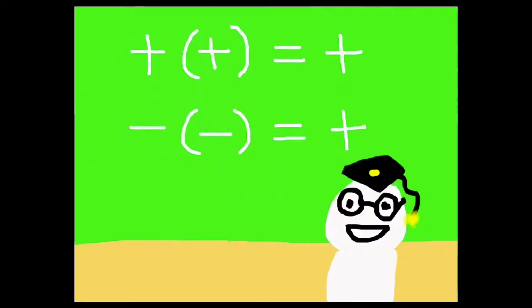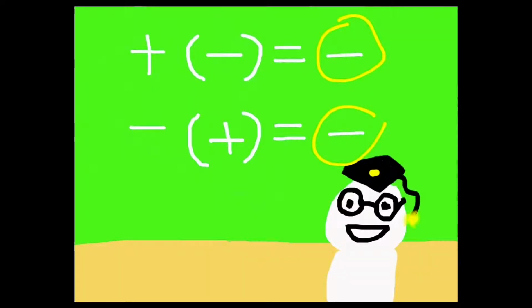Now time for multiplication and division. Multiplication and division have the same rules. Same signs always equal positive, and different signs always equal negative.